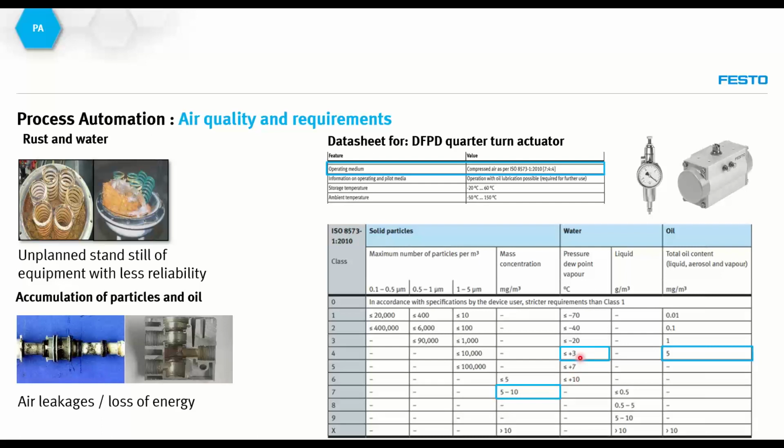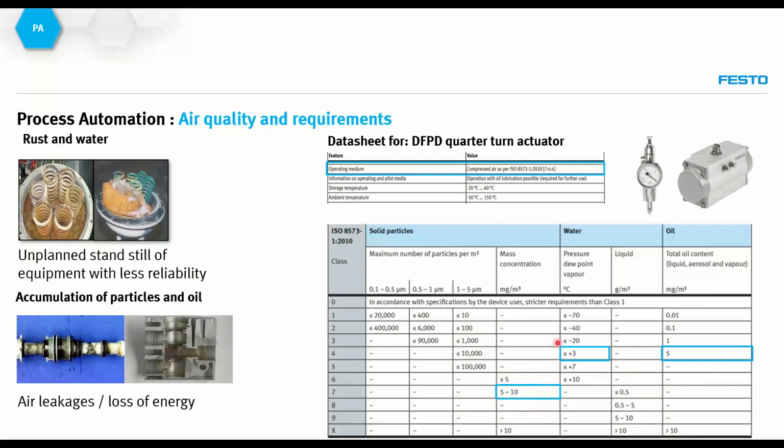This is how water content is measured inside the air. It is measured in degrees, so we have a 3 degree dew point. The third number, also 4, is the amount of oil content inside the air. It is also measured in milligram per cubic meter. So this number varies from product to product.